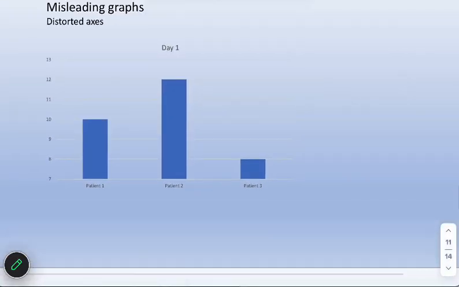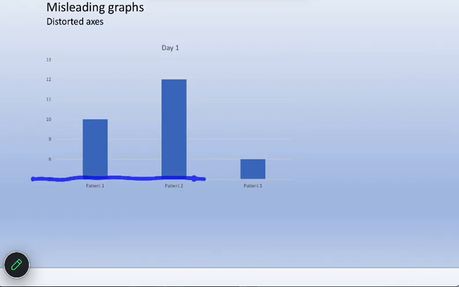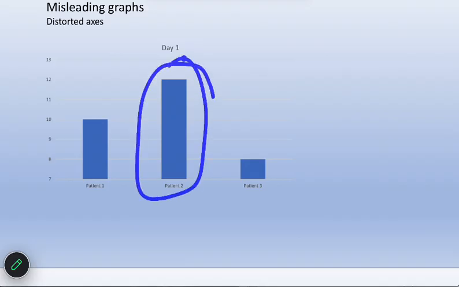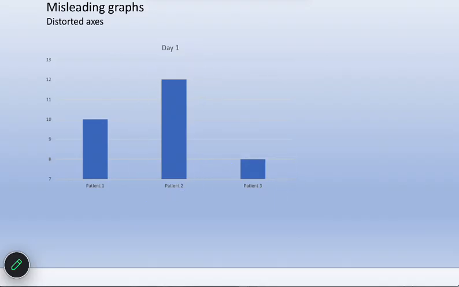Now, here's where graphs can sometimes be distorted. Do you see how here the graph starts at 7? And because of that, whatever they're categorizing, maybe the number of times that they use their call button, I don't know, it really looks like patient 2 and patient 3 have a really big difference. But let me show you something. I don't know if this is going to work, but we'll do our best.